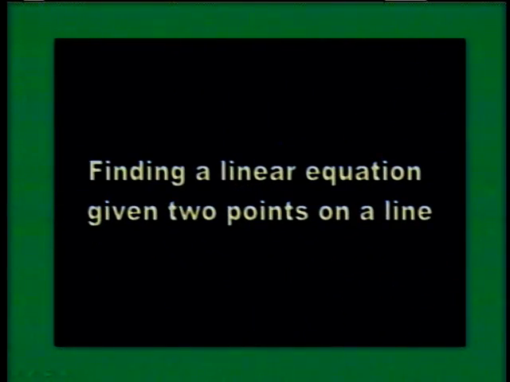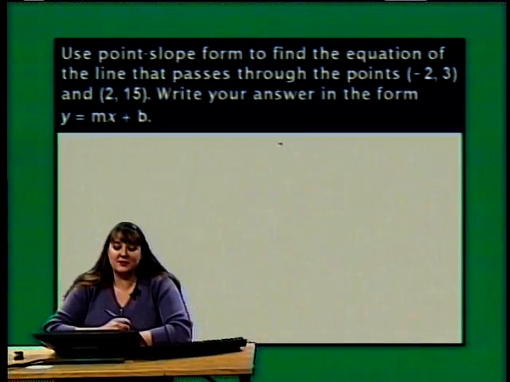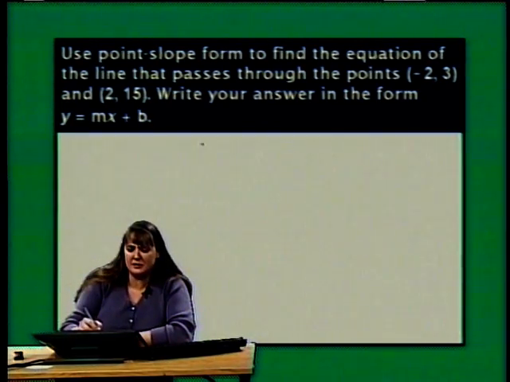So let's look at some examples finding a linear equation given 2 points on a line. Let's use the point-slope form to find the equation of the line that passes through the points negative 2, 3 and 2, 15. We're going to write our equation in the form y equals mx plus b. So in this example, I'm going to start out with this new point-slope form. But when I get to my final answer, I'm going to write it in slope-intercept form. So I have 2 points on the line, negative 2, 3 and 2, 15. Whenever I have 2 points on a line, I can find the slope. So let's go ahead and do that.